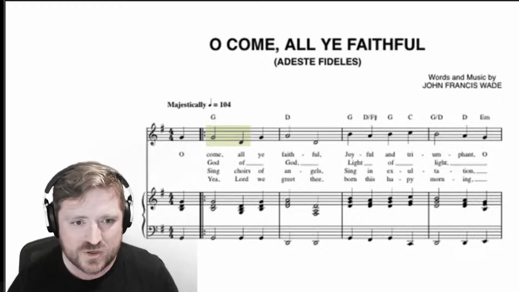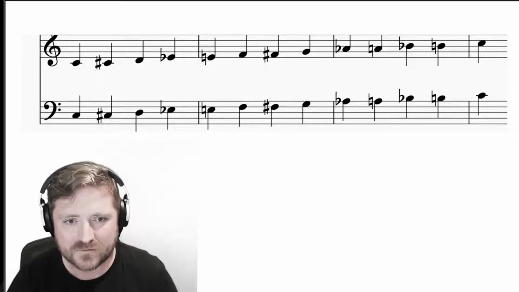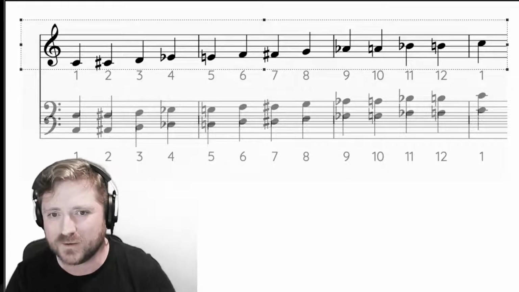Okay, let me show you our scale again. Now, I understand I've cut off the top of my treble clef, so let me bring that back. No, I don't want the numbers, England. I just want... There we go.